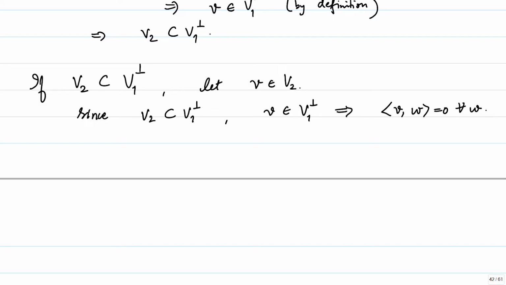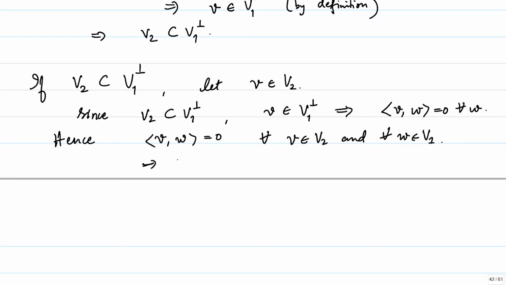But our choice of V was arbitrary. Hence the inner product of V with W is equal to 0 for all V in V2 and for all W in V1. This implies that V1 is orthogonal to V2. So, yes, we have proved that the orthogonal complement is the largest subspace which is orthogonal to our given subspace.